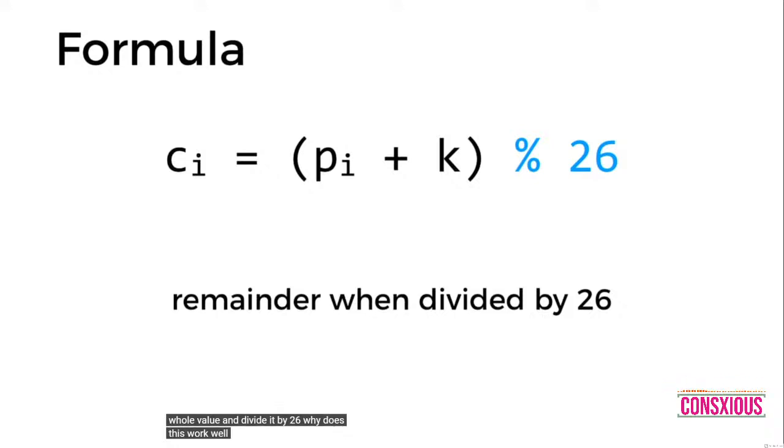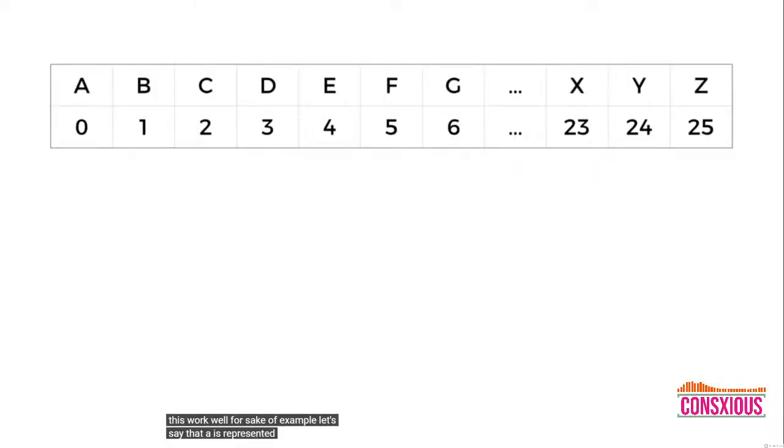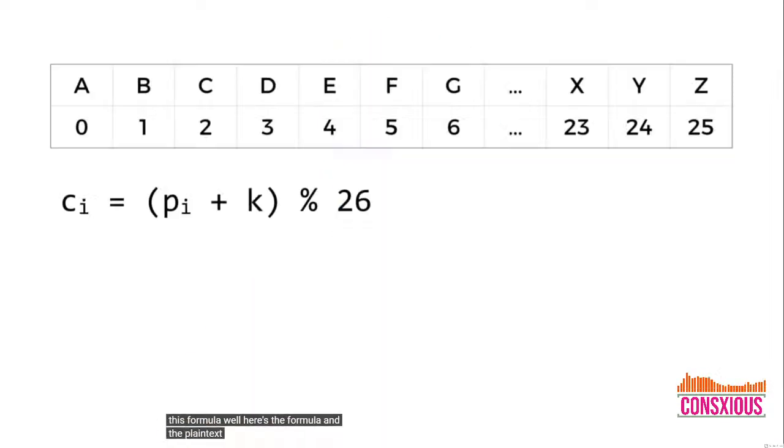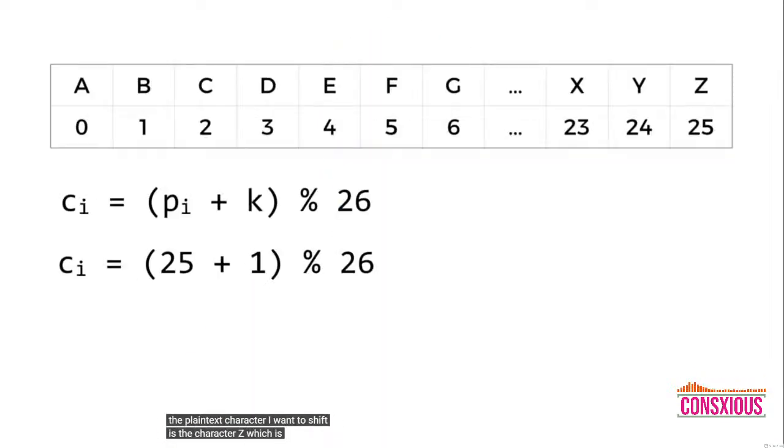Why does this work? Well, for sake of example, let's say that A is represented by the number 0, B is represented by the number 1, C is represented by 2, so on and so forth, up until Z represented by the number 25. So how might I go about taking the character Z and shifting it by 1 using this formula? Well, here's the formula. And the plain text character I want to shift is the character Z, which is here represented by the number 25. And I want to shift it by the key k, which in this case is 1. So I have 25 plus 1, which is the number 26. And 26 mod 26 is, what's the remainder when I divide 26 by 26? Well, the remainder is just 0.